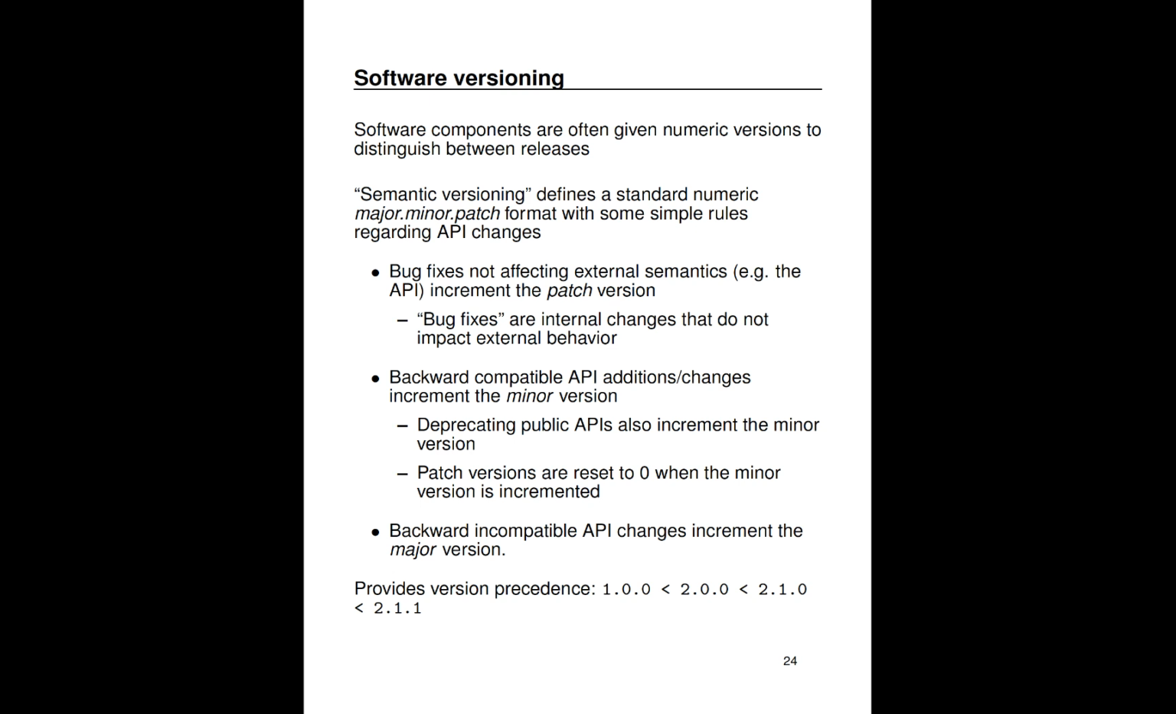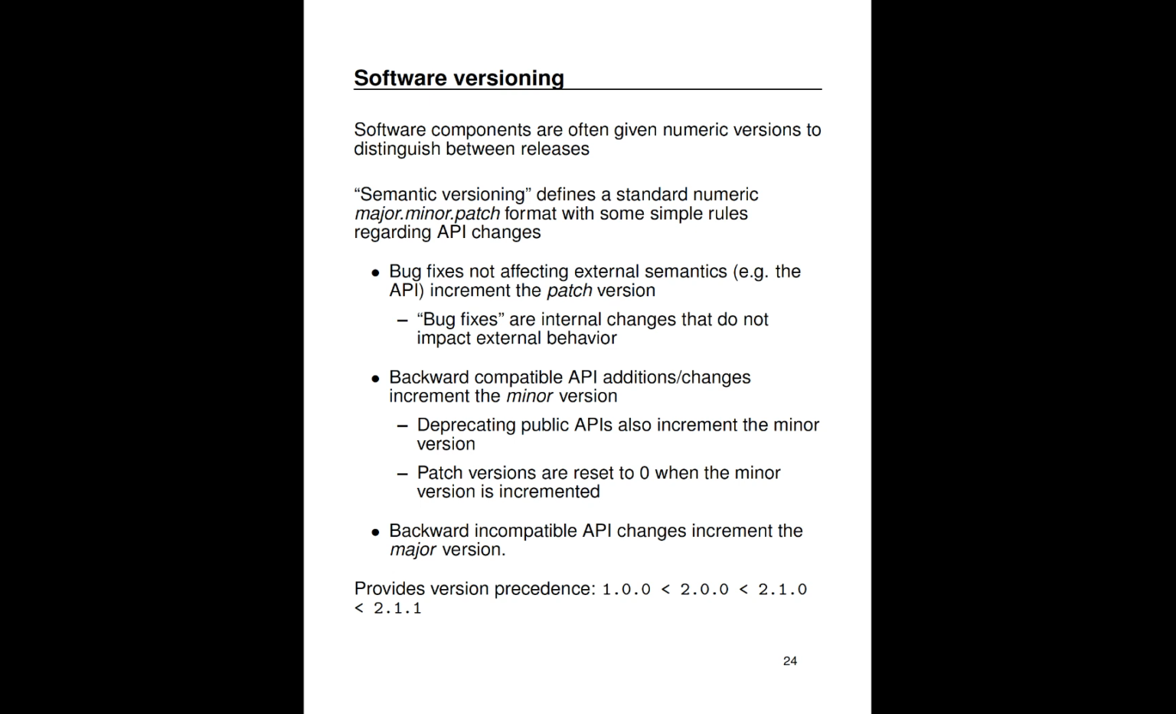A kind of de facto standard that has emerged over the last couple of years is something called semantic versioning. And we've all seen this, right? This is where you have a version that has three components, a major.minor.patch format. And what you might not realize is that there are some rules or some guidelines for how you define the major or the minor and the patch.